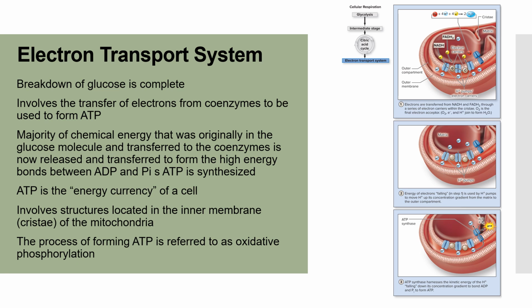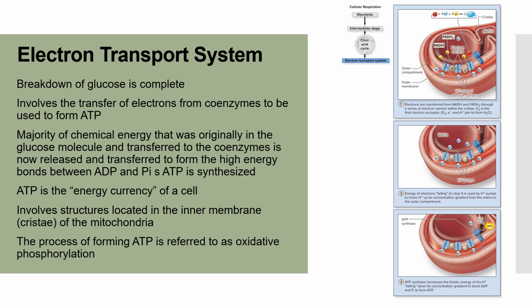Electron transfer involves the transfer of electrons from coenzymes NADH and FADH2, which are generated during glycolysis and the citric acid cycle. These electrons are used to form ATP. The majority of chemical energy from glucose is transferred to the coenzymes NADH and FADH2. This energy is released and used to form high energy bonds between ADP and inorganic phosphate, synthesizing ATP.